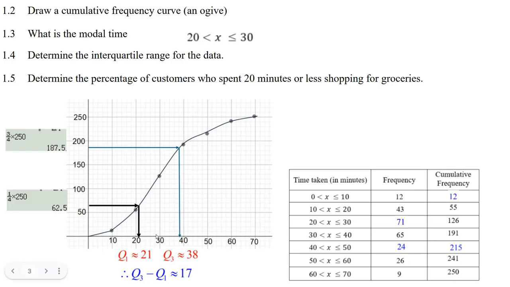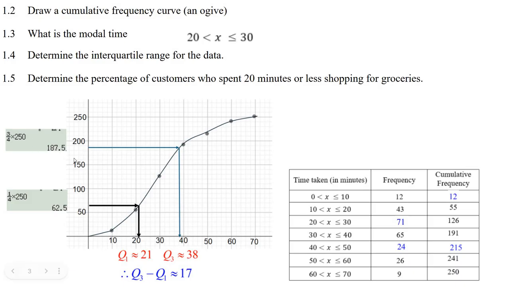Determine the interquartile range. Well, we've got to do an estimate. So what you do is you take a quarter of 250, 62 and a half, about 63. You go over on your graph and you go down, and I got close to 21. Now, it's just an estimate, so if you got anything reasonably close to that, you'll get it right.